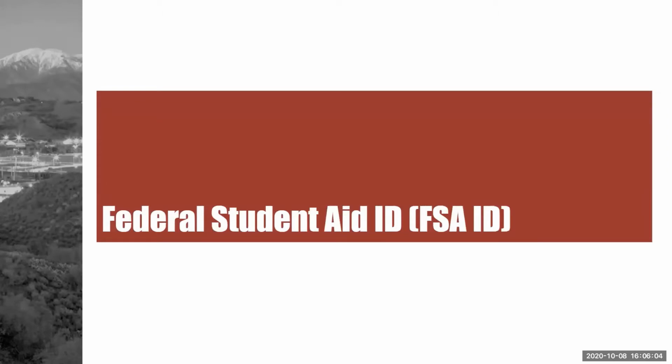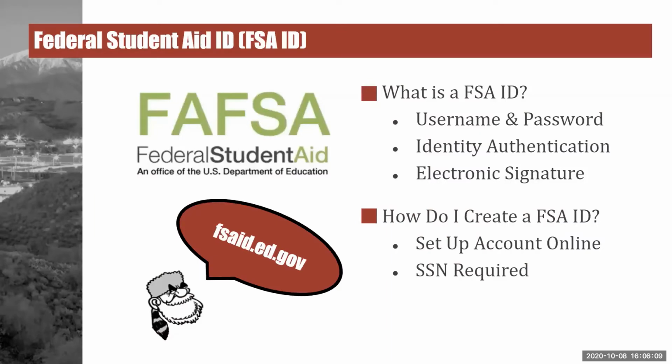Let's begin with an overview of the Federal Student Aid ID, or FSA ID. All students who seek to complete the online FAFSA application should first create their FSA ID. The FSA ID is essentially a unique username and password which an individual person will create and use in order to fill out and sign the online FAFSA application. By creating an FSA ID, you will be authenticating your identity by inputting your personal information like name, date of birth, and social security number. The FSA ID will also serve as your electronic signature to the online FAFSA application.